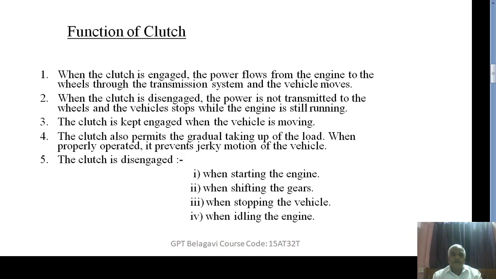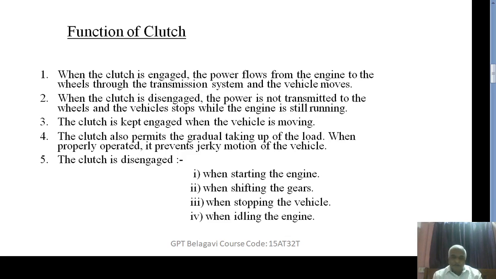The reason is in order to reduce the load on the starter motor. And the second one, when shifting the gears, at the time of changing the gears, we are operating the clutch.